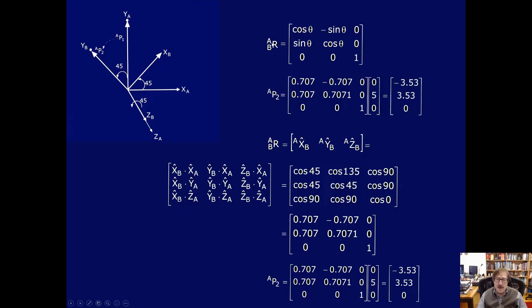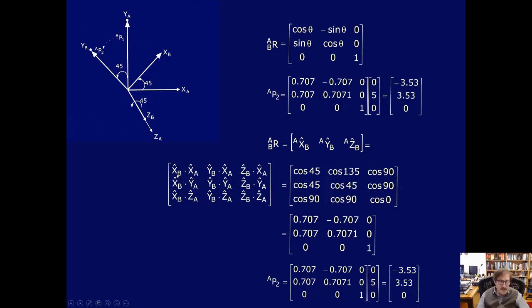This is how we obtained it from the rotation formula we had seen. But now we have learned that this rotation formula, or this rotation matrix, actually comes from the dot products. Now let us see if we get the same result by looking at the dot products.